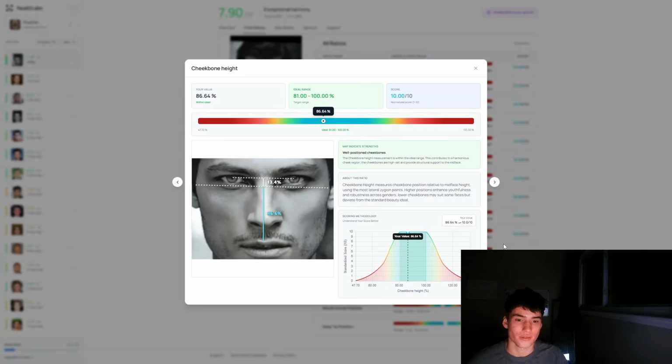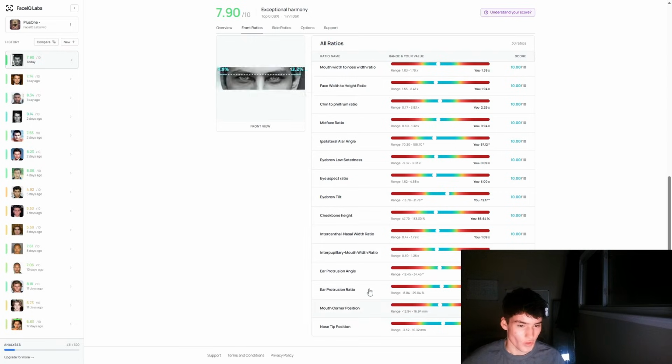Cheekbone height. So I measured his cheekbones, and he has high cheekbones. Sorry, well-positioned cheekbones, which is high set. So he's right in that median, middle range of idealness, about 86% or so, potentially 84, 86. Very good.